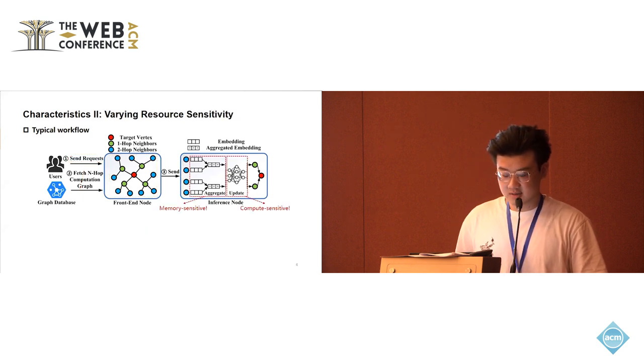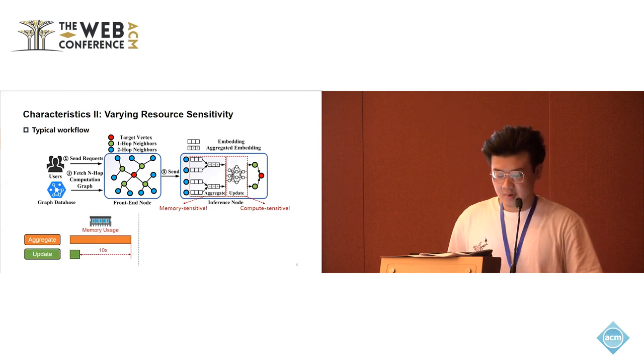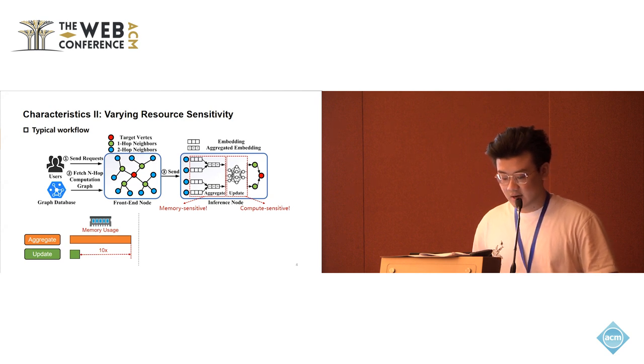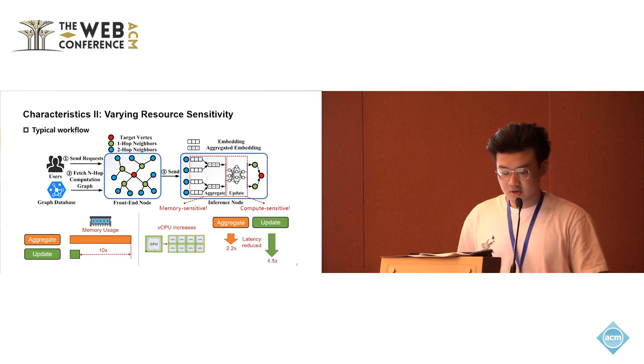Another characteristic is varying resource sensitivity. Each GNN layer is composed of two alternating operations, aggregates and updates. Aggregates is memory sensitive. The memory usage for aggregates is 10 times greater than that of updates. In contrast, update is compute sensitive. With the increase of CPU cores, the latency of update decreases more than that of aggregates.